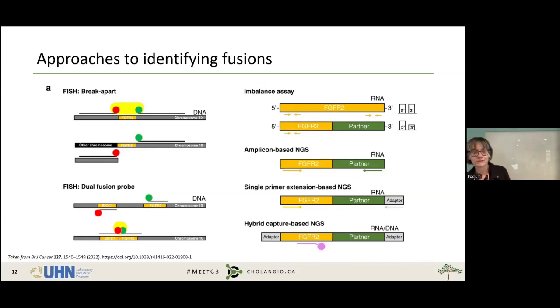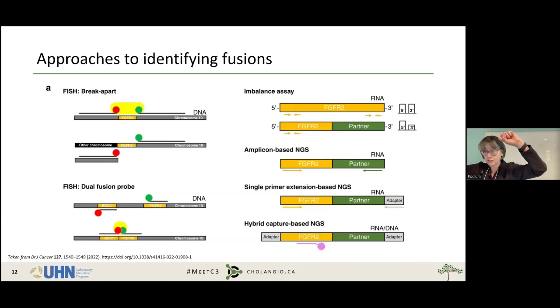Okay, so at the top, we have something called FISH. FISH stands for fluorescence in situ hybridization. And what you basically do there is you have a chromosome and you make yourself a fluorescently labeled piece of DNA that will come and sit down on an area that you're interested in. So in the case of the first one, A, that's a break apart probe. So you have the FGFR2 gene there on its chromosome, and you make one piece that will come and sit down on one end of FGFR2 and you label it in red. And you have another piece that's labeled in green and it sits on the other end of FGFR2.